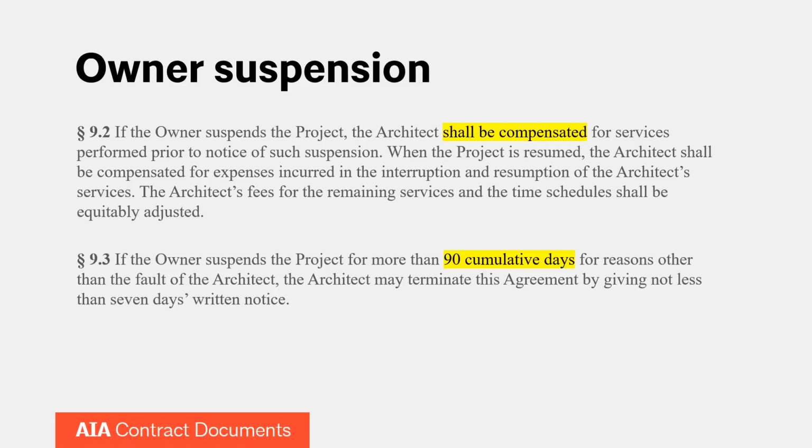Under 9.3, architects are given the right to terminate the contract if the owner suspends the project for more than 90 cumulative days and the architect is not at fault for that suspension. The architect can terminate in that situation if they just give 7 days written notice to the owner, and they want to obviously comply with all the notice provisions in their agreement.